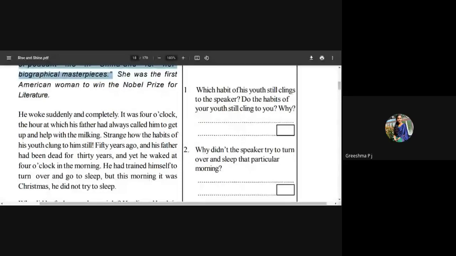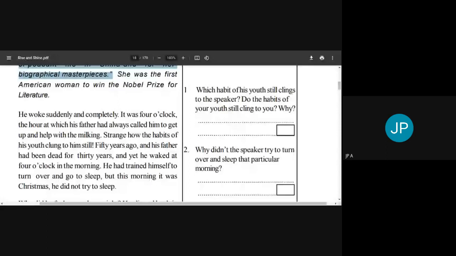He woke suddenly and completely. It was 4 o'clock, the hour at which his father had always called him to get up and help with the milking. And strange how the habits of his youth clung to him still. 50 years ago, and his father had been dead for 30 years, and yet he woke at 4 o'clock in the morning. He had trained himself to turn over and go to sleep, but this morning it was Christmas. He did not try to sleep.